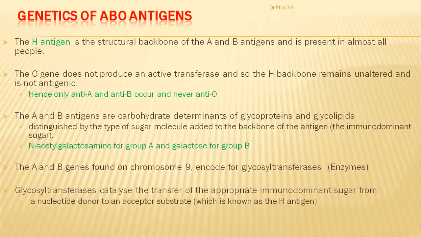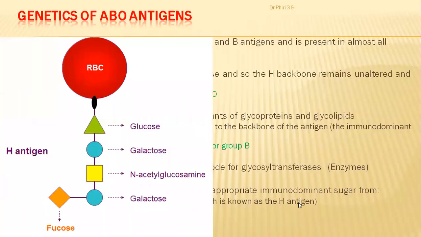The glycosyltransferase categorize the transfer of appropriate immunodominant sugar from a nucleotide donor to an acceptor substrate. And this acceptor substrate is the H antigen because it's the backbone for the other antigens that we are discussing. So this is what I'm talking about. So you can appreciate in this diagram here, you have a red blood cell. This red blood cell has a plasma membrane or the cell membrane. On the cell membrane, you have these glycoproteins and glycolipids.